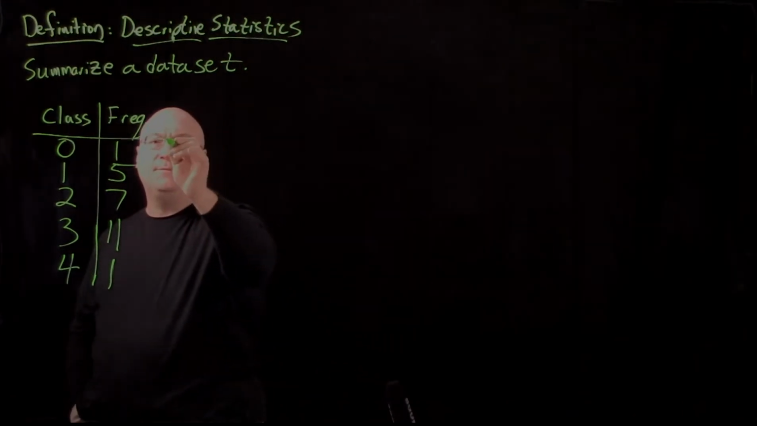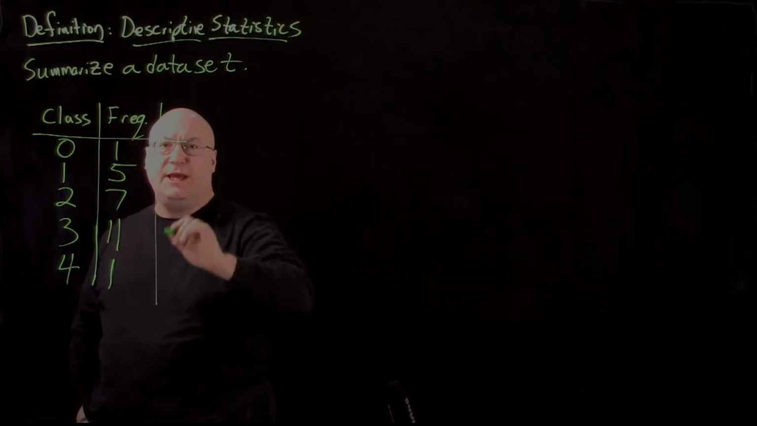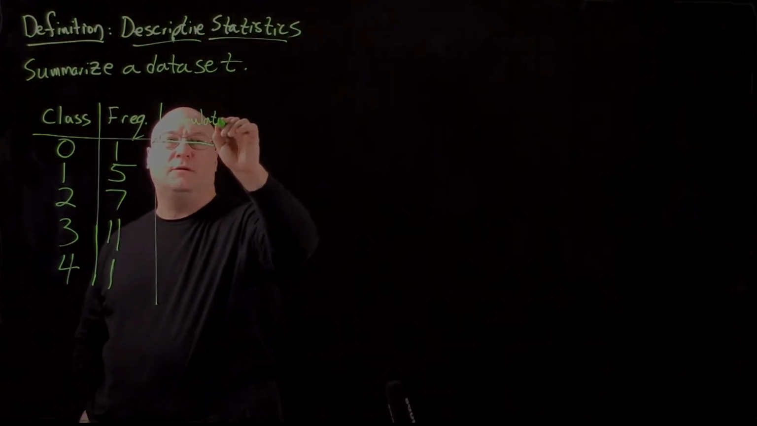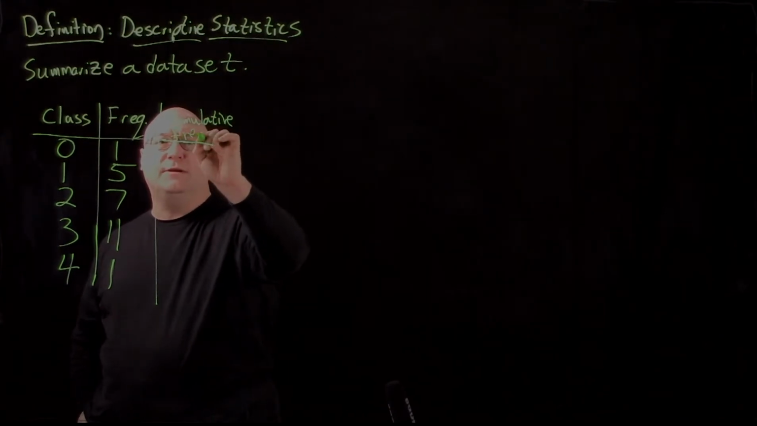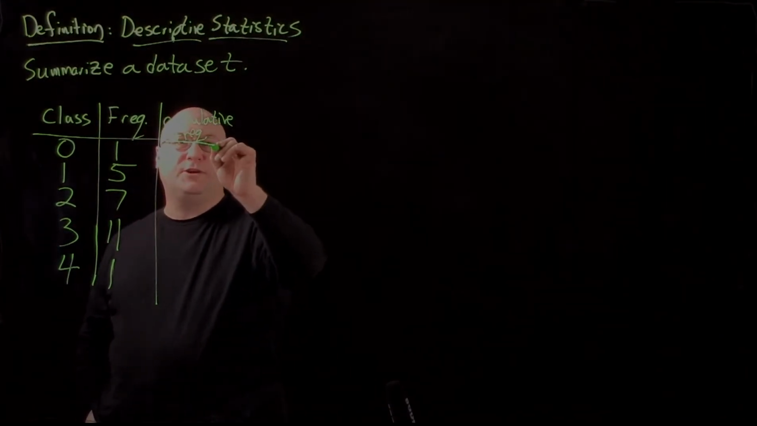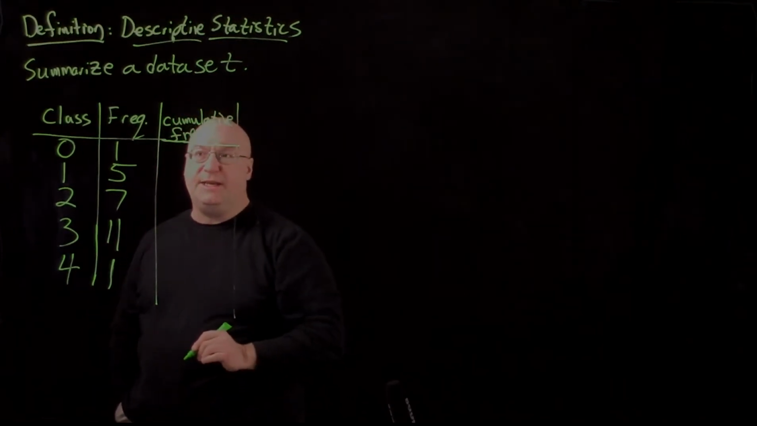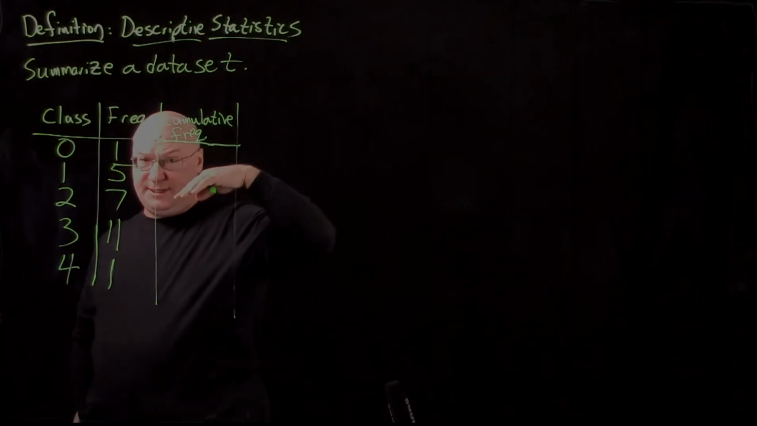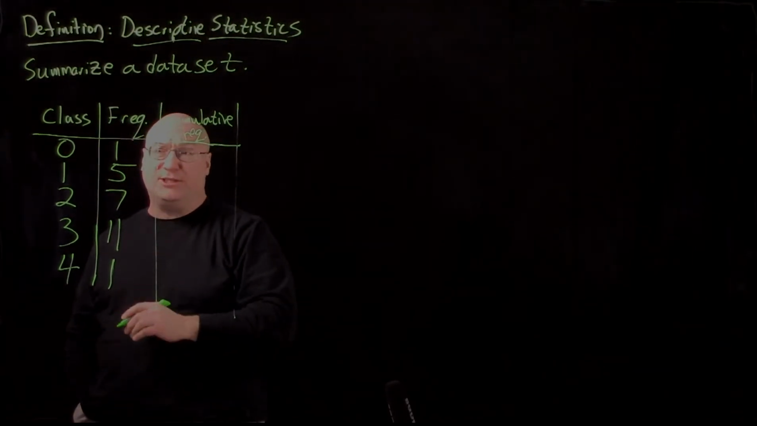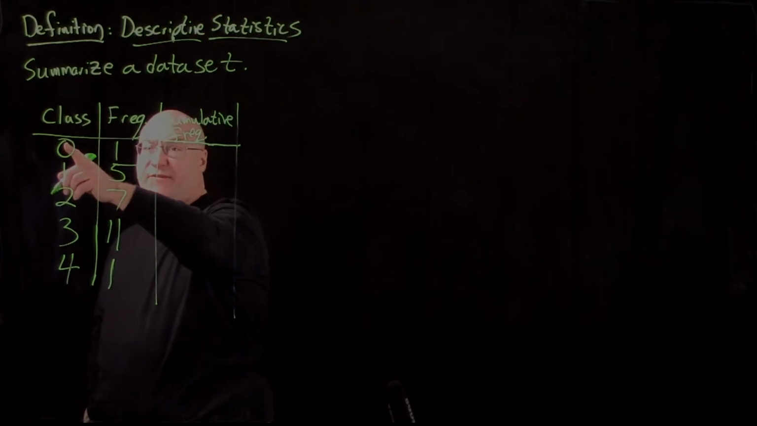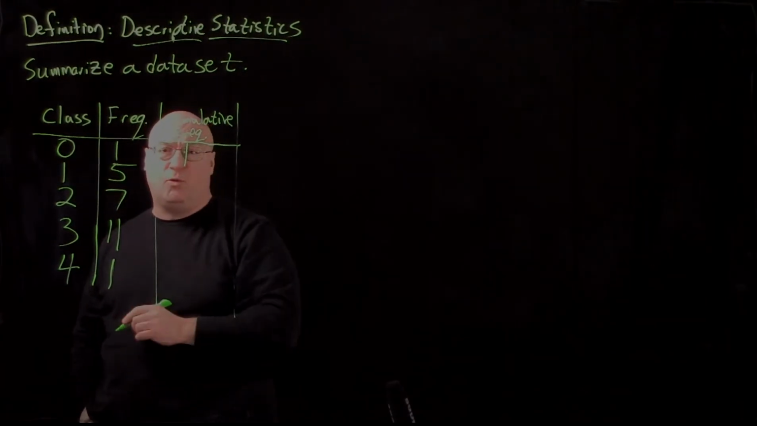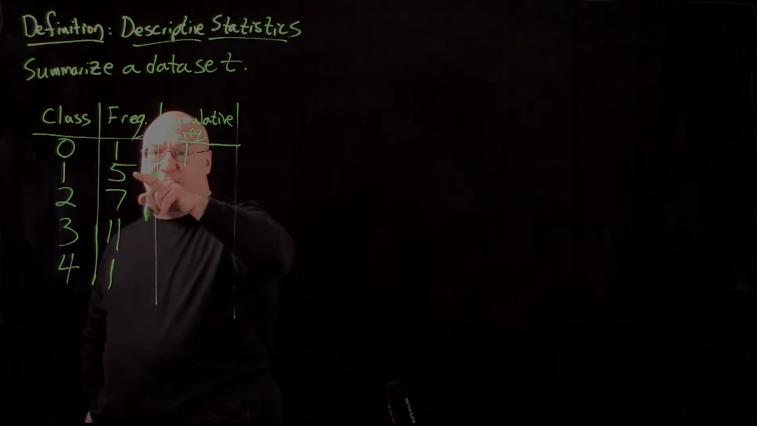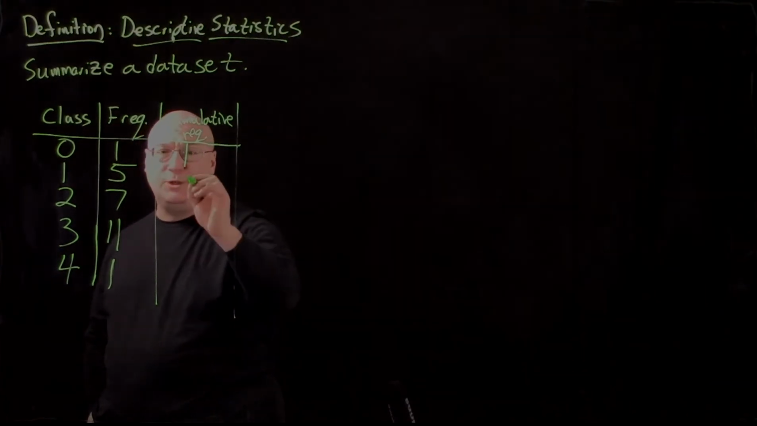There's a third column, you'll notice, and that column we call the cumulative frequency. What is the cumulative frequency? It is the frequency of the particular class at which you're looking, together with all the classes below it. So in other words, the very first class with the data value of 0 has a cumulative frequency of 1. The next class has a cumulative frequency of 5 plus 1, which is 6.